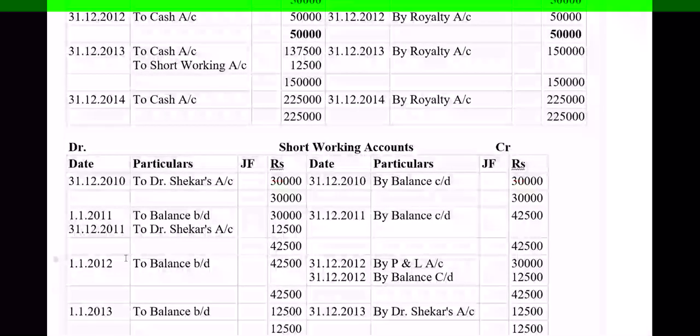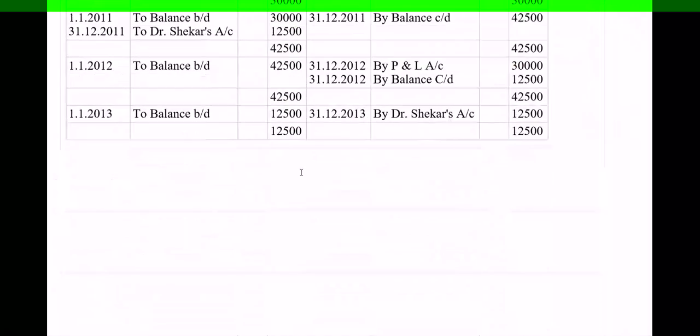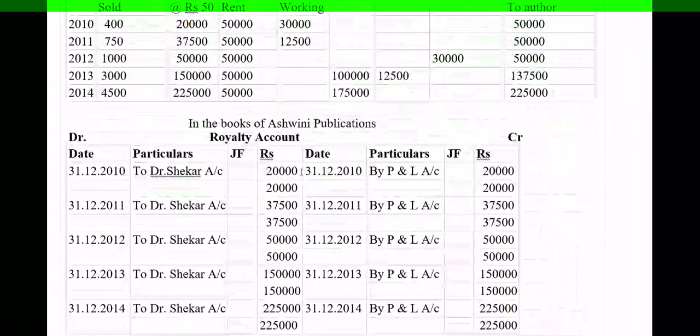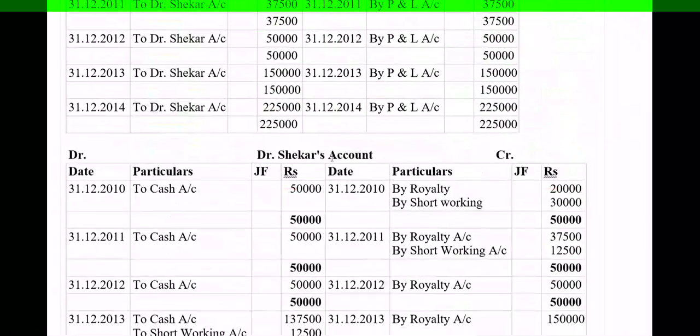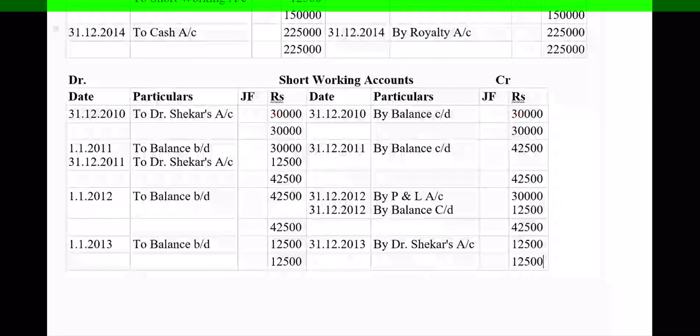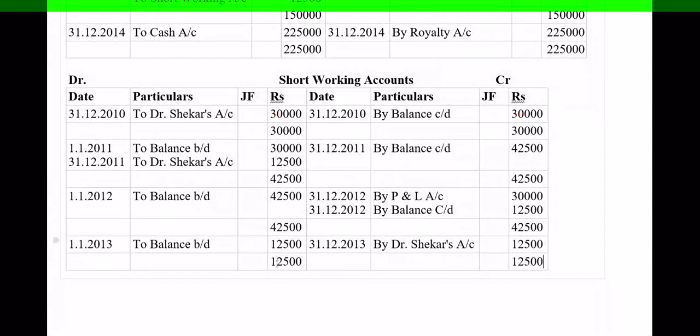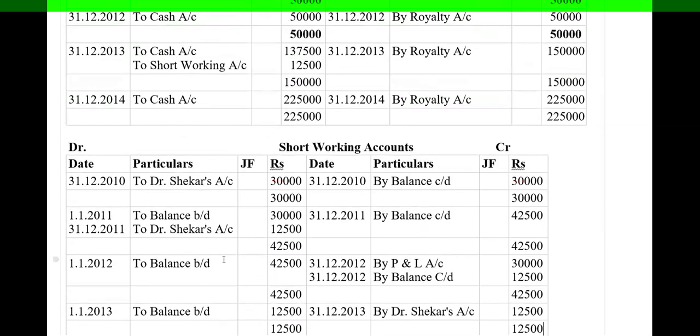Please remember that the short working account will be prepared till it is recovered. So here we have prepared all these things here. You can see, this account is closed. We don't have any balance remaining here. As this is irrecoverable here, this is transferred to his P&L account here.